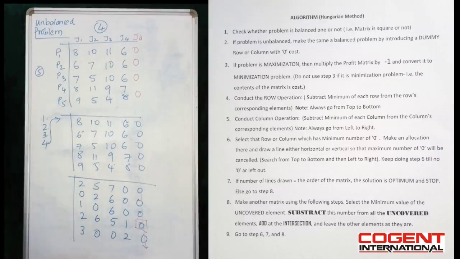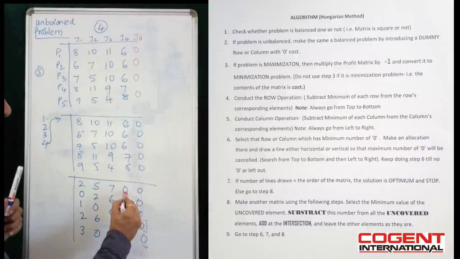So my work is done. This is operation number 1. Now I'll start with step 6 again. Come from top to bottom. How many zeros do I have in the first row? Here I have got 1 zero.